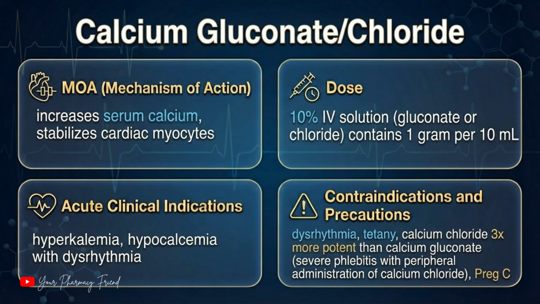Finally, regarding pregnancy safety, both calcium gluconate and calcium chloride are classified as pregnancy category C, meaning they should be used when the potential clinical benefit outweighs potential fetal risk. In summary, intravenous calcium, either as calcium gluconate or calcium chloride, is an essential emergency medication used to stabilize the myocardium in hyperkalemia and to treat severe hypocalcemia associated with cardiac dysrhythmias.